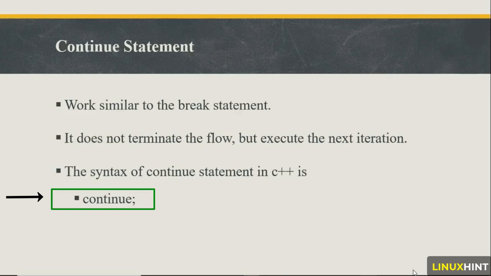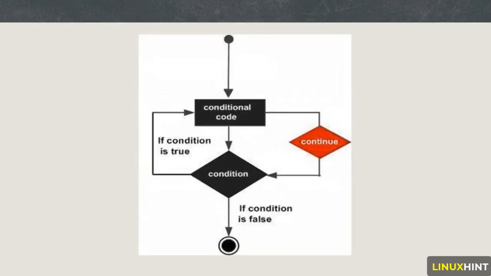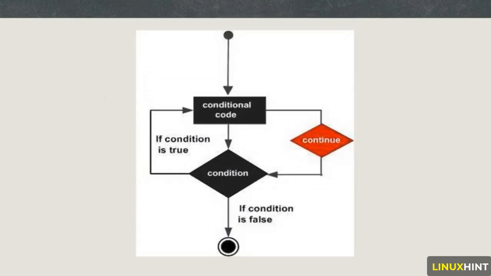The syntax of the continue statement in C++ is very simple. Wherever you want to add the continue statement, you just have to write the continue keyword. This is the flow diagram of the continue statement. It starts with the conditional code, and when it finds the continue statement, it skips that portion of the program and executes the next iteration. This is quite different from the break statement, because when the program finds the break statement, it terminates. On the other hand, the continue statement skips that piece of code and executes the next iteration.